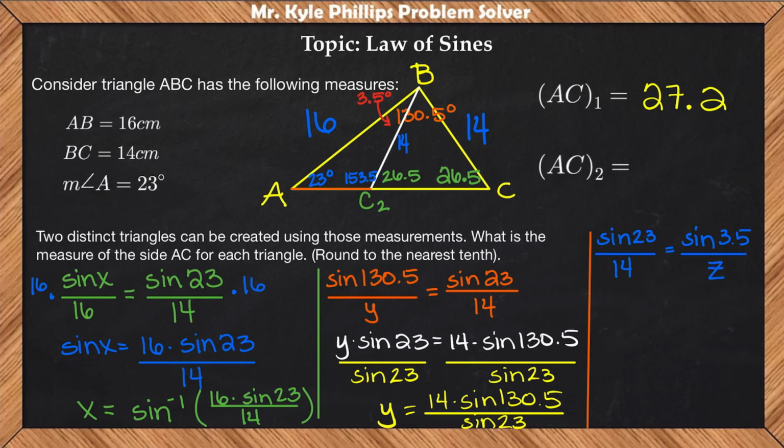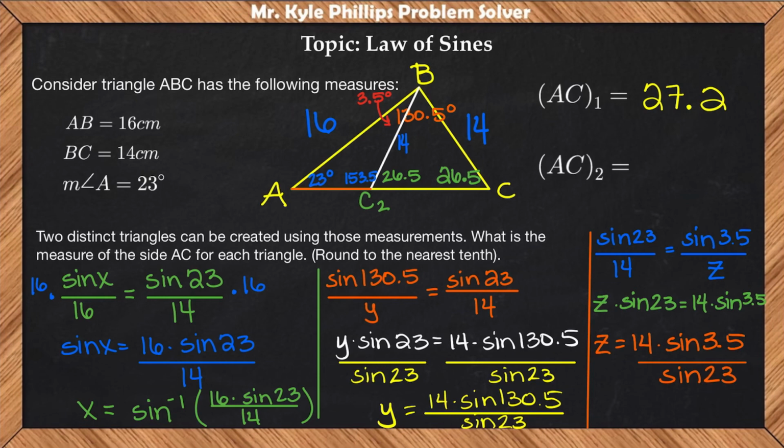So again, I'll have to solve this by cross multiplying. So I have Z times sine 23 equals 14 times sine of 3.5. And then I will divide each side by sine 23. So Z here will equal 14 times sine of 3.5 divided by sine of 23, and that gives me 2.2. So that would be the value of AC2.